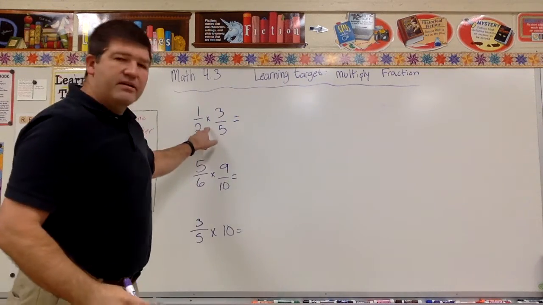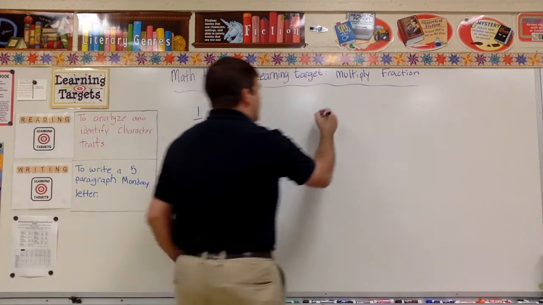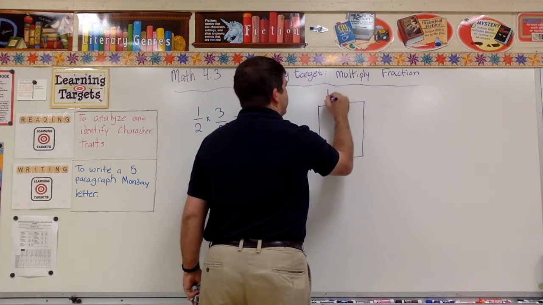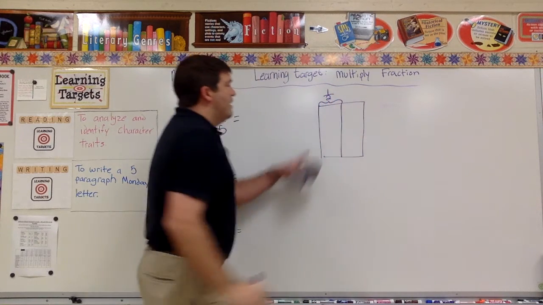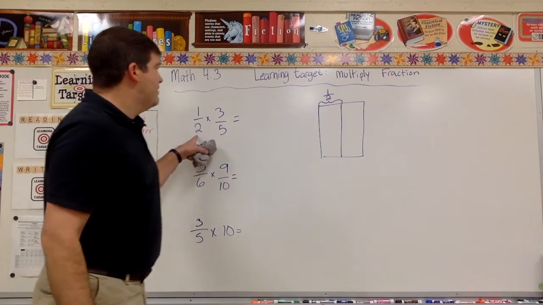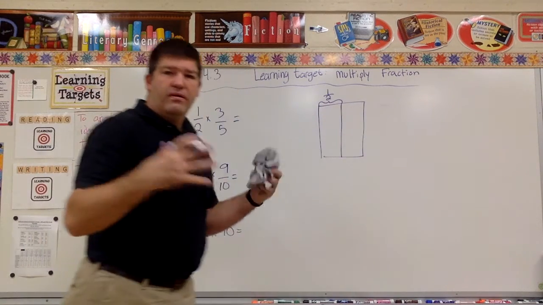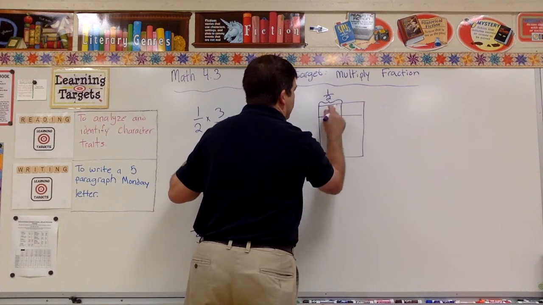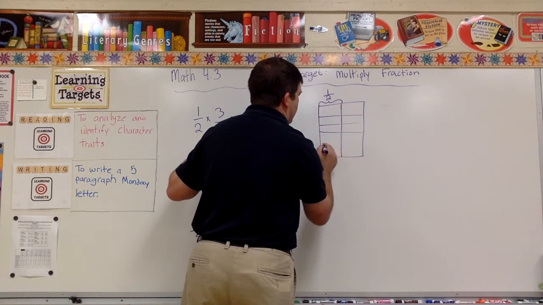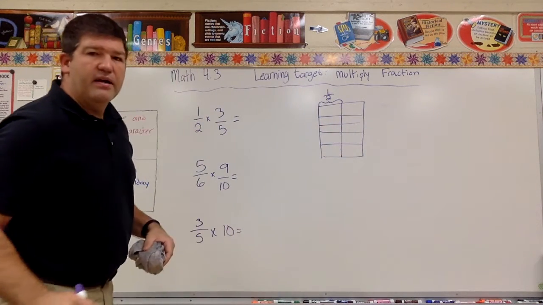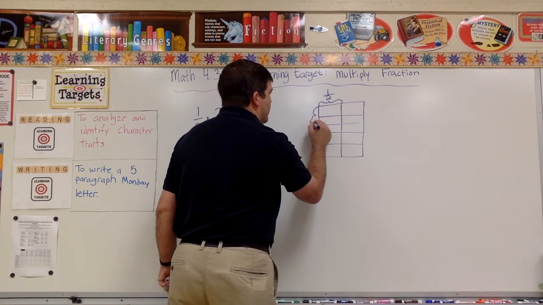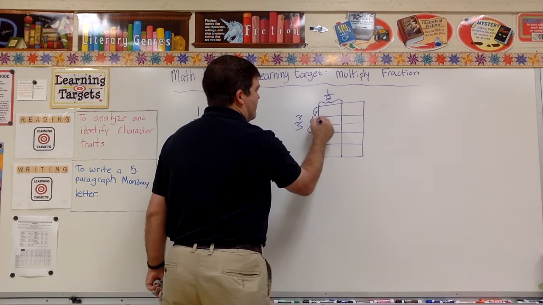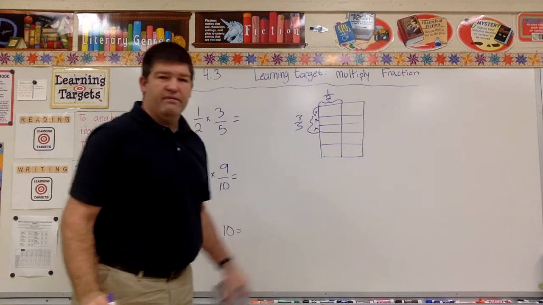I'm going to do this one. I'm going to try and do this one just like I did it with a model. Okay, so I want 1/2. There you go. That is 1/2 of this whole. Now I'm going to times it by 3/5. I need 5. Let's see, there's 1, 2, 3, 4, 5. Okay. Now I need 3 of these. Let's see, 3/5. So it's this one, and this one. 3 of the 5. Okay.